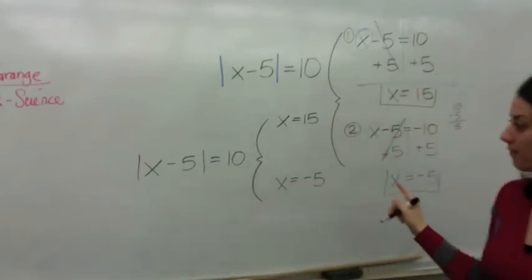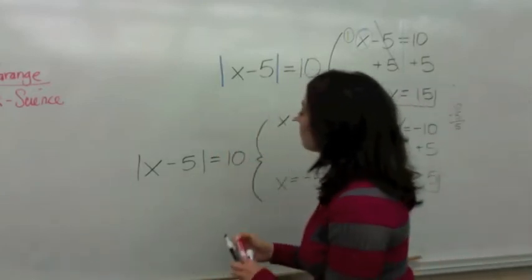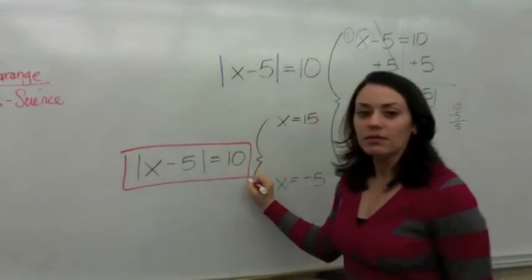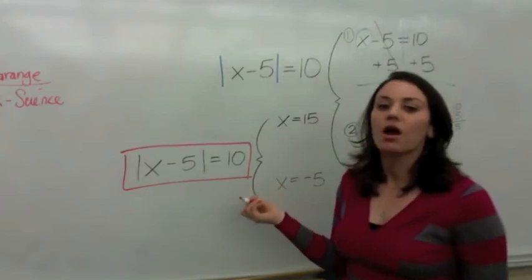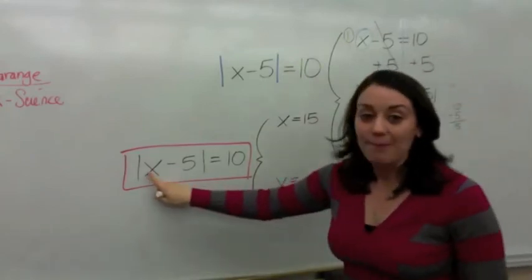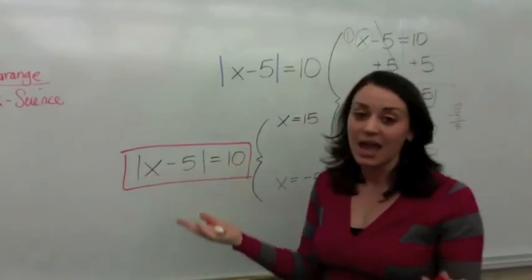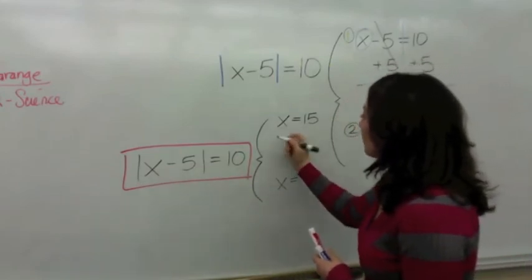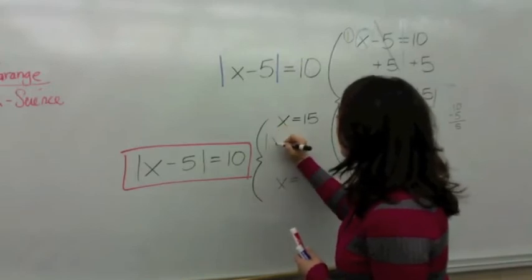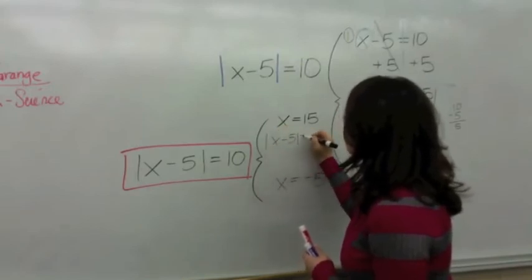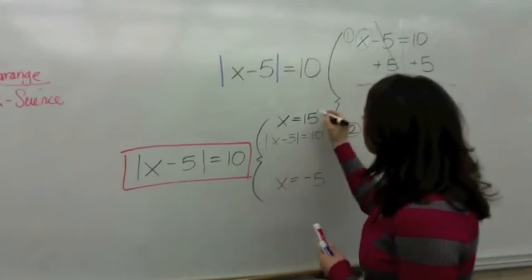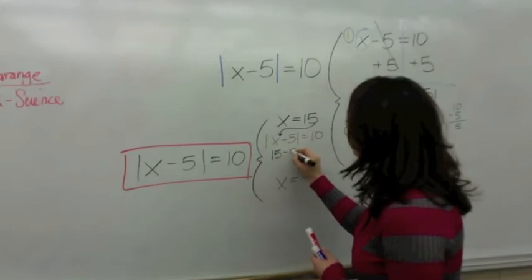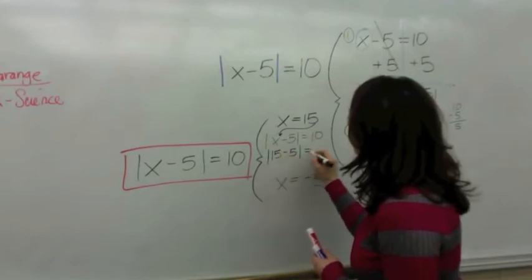So here's the tricky part. You have to use the original equation when you check your answers. So, what is the original equation? Oh, yeah, that's right. It's the absolute value of x minus 5 is 10. So what we're going to do is plug this into the original equation. The absolute value of x minus 5 is 10. x is 15, so we'll put that 15 right there. 15 minus 5 in absolute value equals 10.